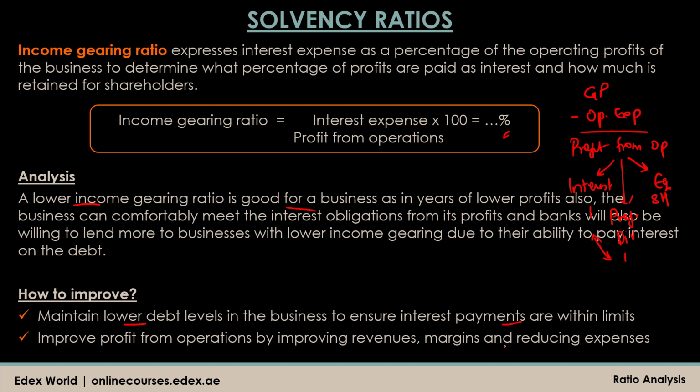So one has to maintain lower debt levels in the business, so that interest payments are within limits. And the second way in which the income gearing ratio can be improved is to increase your profit from operations. You try to maximize your revenues, make sure that margins are good, and try to reduce your operating expenses. All this will have an impact on the profit from operations. If profit from operations increases, automatically the income gearing ratio will come to a favorable side, will reduce, and that is good for the business.